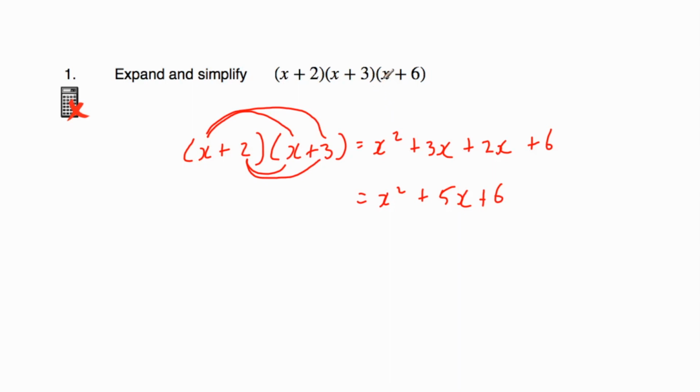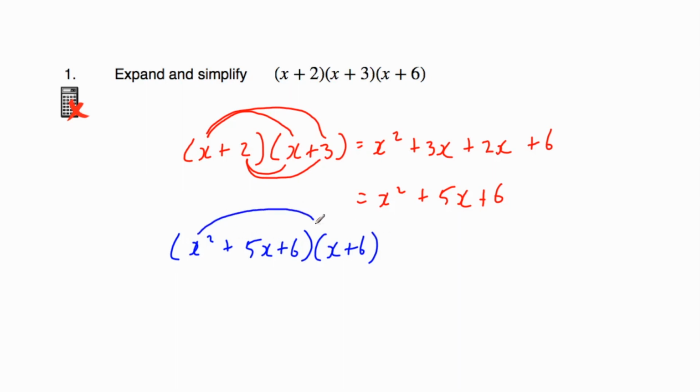So that's the first two brackets expanded. We now just need to multiply that by x plus 6. So I'm just going to change colour of pen to show you. We're now going to multiply brackets x squared plus 5x plus 6 by x plus 6 and see what we get.